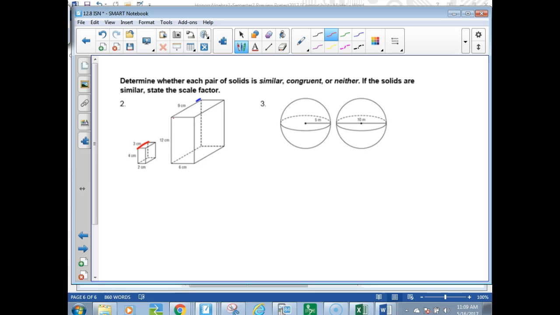So we got 3 to 9. That reduces to 1/3. You've got 4 to 12. That reduces to 1/3. You have 2 to 6. That reduces to 1/3. Since all of these reduce to the same scale factor, the scale factor is 1/3, 1 to 3, and these things are similar.